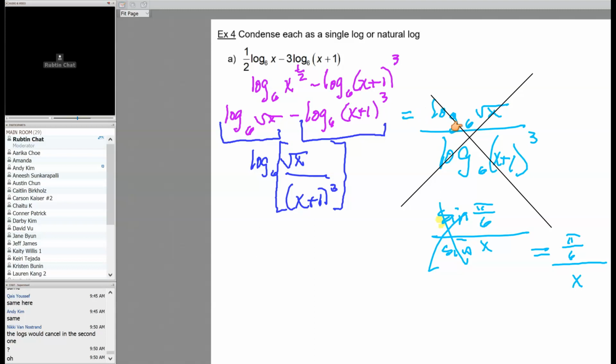And Nikki's question was fantastic too. There's lots of people that say, oh, the log base 6 and that are going to cancel. And that's not true. I can show you with the sine, because you would tell me, oh, sine pi over 6 over sine x. You can't just cross out the signs. The signs are doing things.